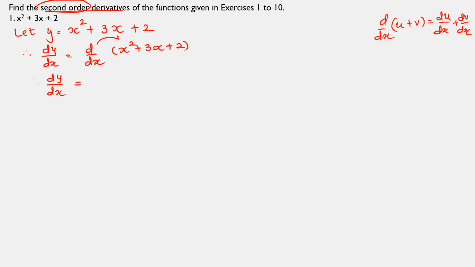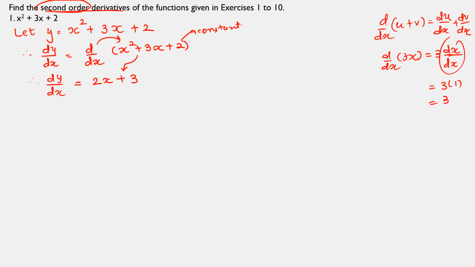That means here you are differentiating x square first of all. So what is the derivative of x square? Very simple, 2x. Plus, as it is, 3x. 3 is outside, that means dx by dx, but dx by dx is 1. That means the answer is 3. 3 ones are 3. But what about 2? 2 is constant. The derivative of a constant is 0, no need to mention it. 2x plus 3 plus 0, that means 2x plus 3.